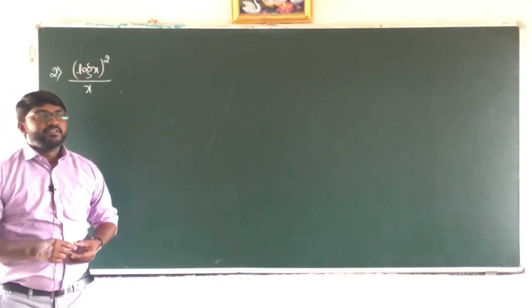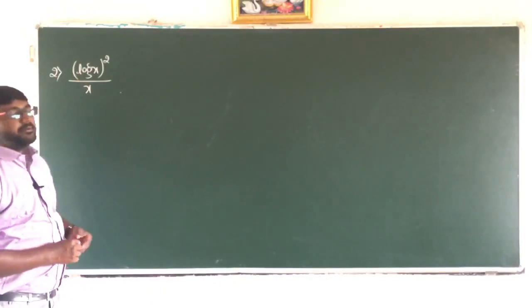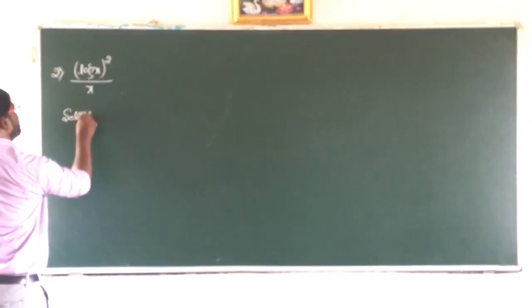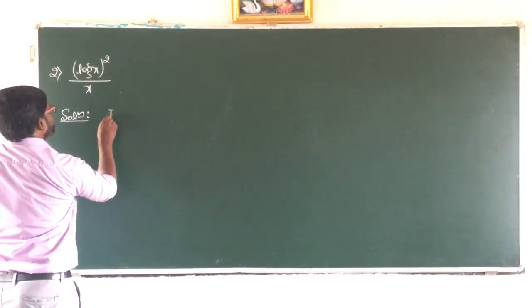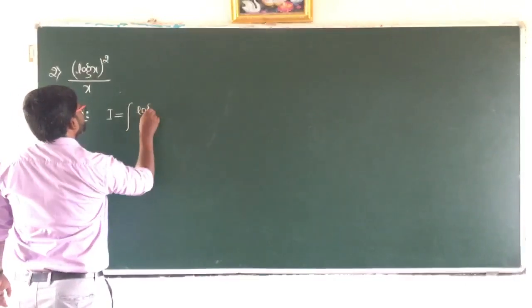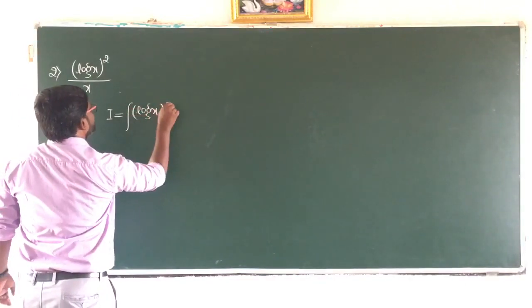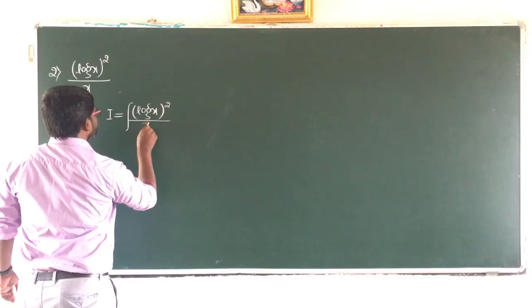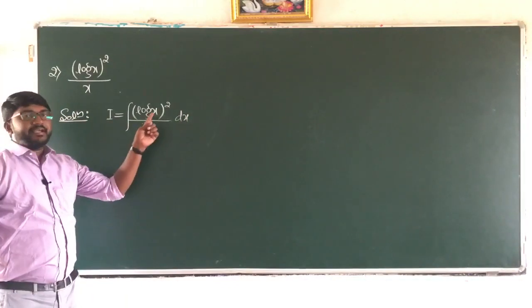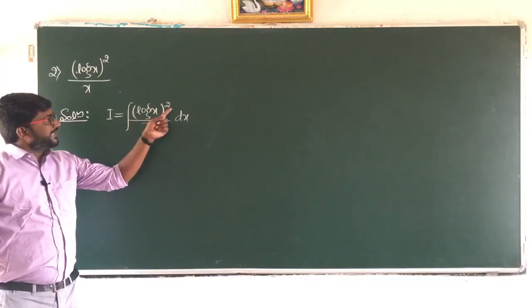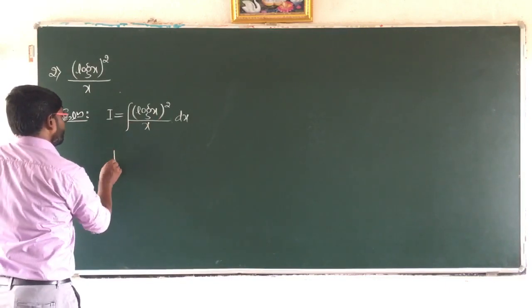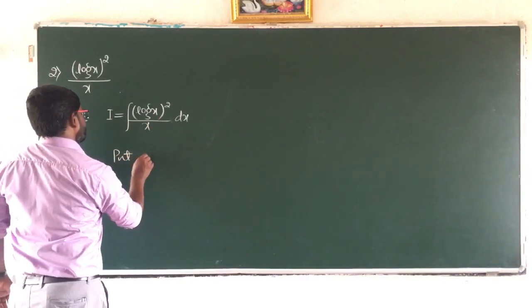So the second question is log x the whole square divided by x. So I take this as I, which is equal to integral log x the whole square divided by x dx. Now we have to take log x as t, because its derivative is there in the denominator, 1 by x. So here put log x is equal to t.